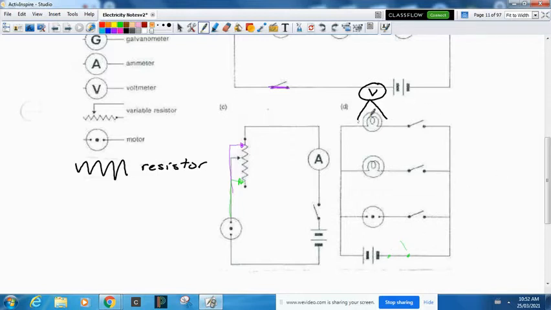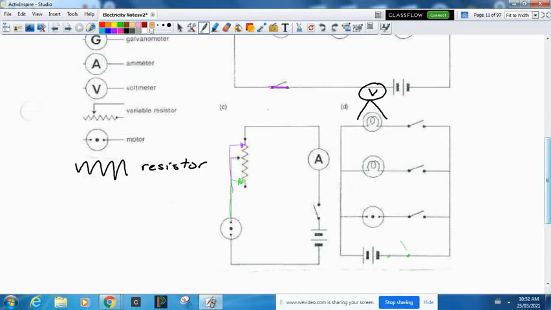And for this last one, a parallel circuit, I have a 2-cell battery. I have a motor in one of the branches with its own switch, a light bulb with its own switch, and another light bulb with its own switch. And here I have a voltmeter. If I want to measure voltage across one light bulb, it's there.